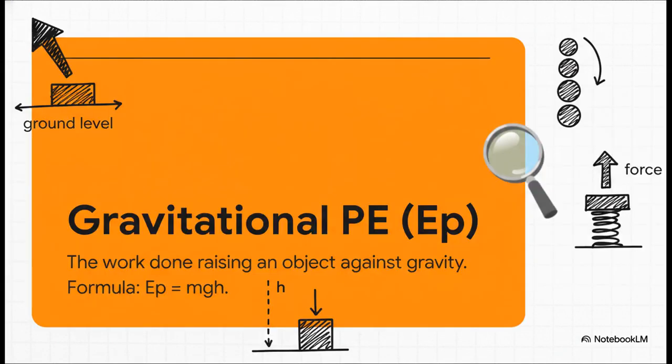And here is the most interesting part. The work that you did to lift that object does not get lost. It gets stored inside the object as gravitational potential energy. So the formula becomes very simple. Potential energy, which we write as E with a small p, is equal to m times g times h. Ep equals mgh. The energy stored is exactly equal to the work done.